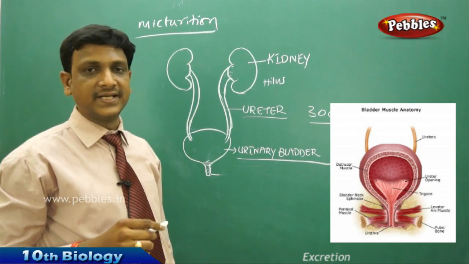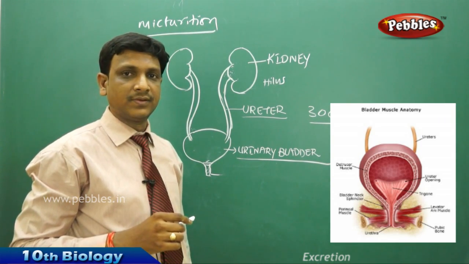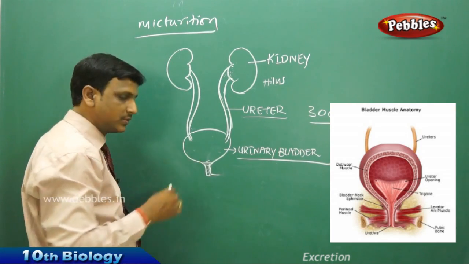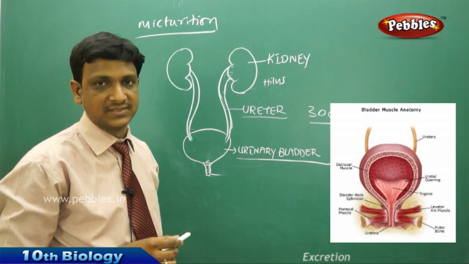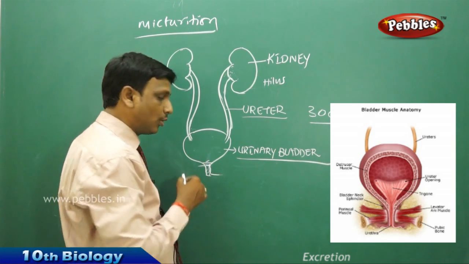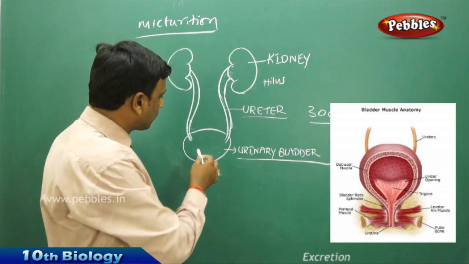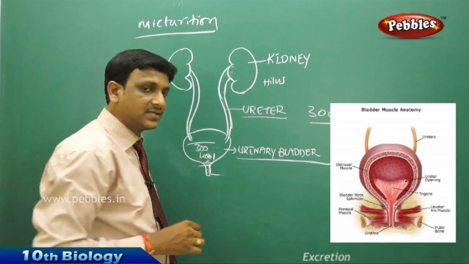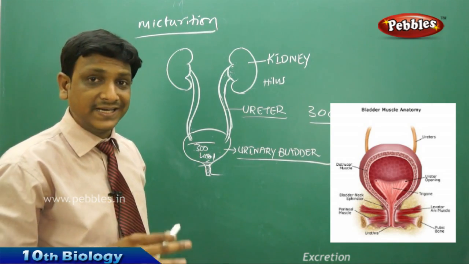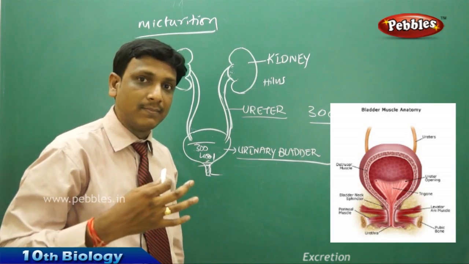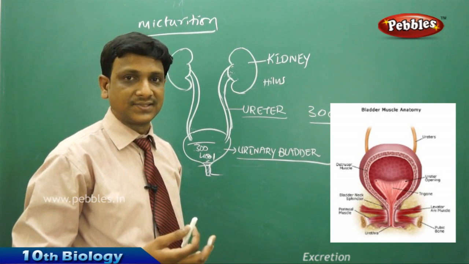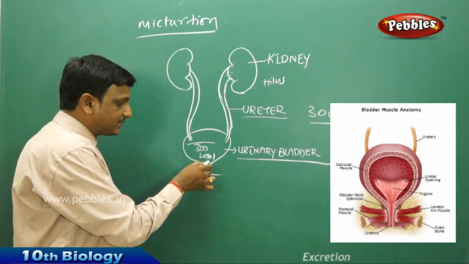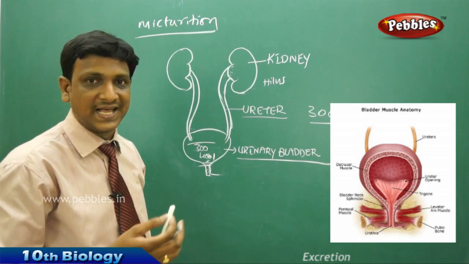So how does micturition take place? I told you that the urinary bladder is controlled by two sets of circular muscles, sphincters: the upper sphincter and the lower one. When a sufficient amount of urine is collected, say 300 to 400 ml, though the actual capacity is 800 ml, some pressure is exerted on the bladder. Because of the pressure, the first set of sphincter is relaxed.